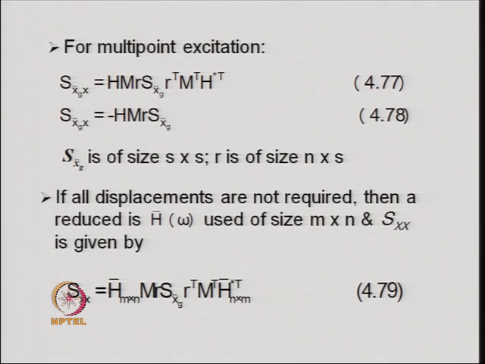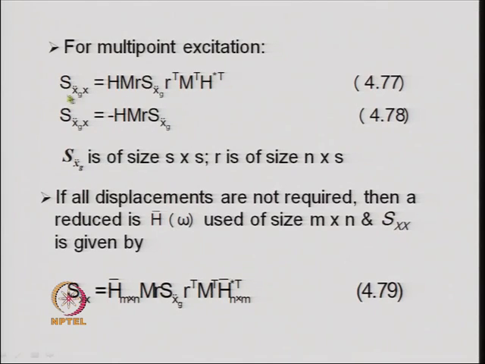Now, when you consider the multipoint excitation system, this is SXX, this is not S X double dot G, it is wrongly written over here. It will be SXX, that is the power spectral density function matrix of the response, equal to H M R S X double dot G, now in place of I we have R. So it is a matrix now, not a single quantity, because the size of the matrix would depend upon the number of the points of excitation, and it is multiplied on the right hand side by R transpose, M transpose and H star transpose.